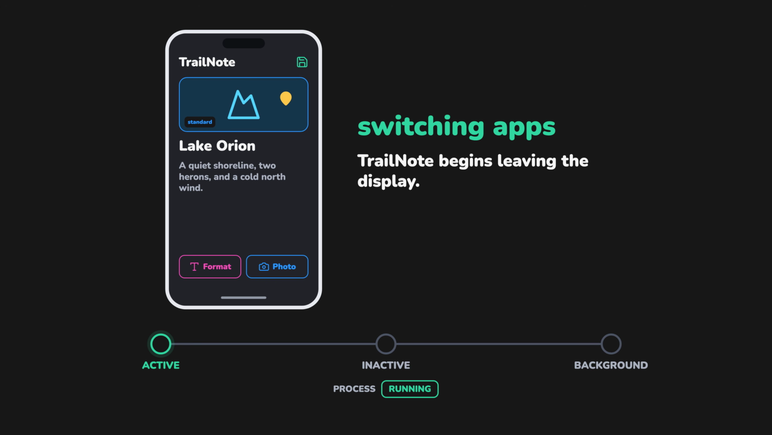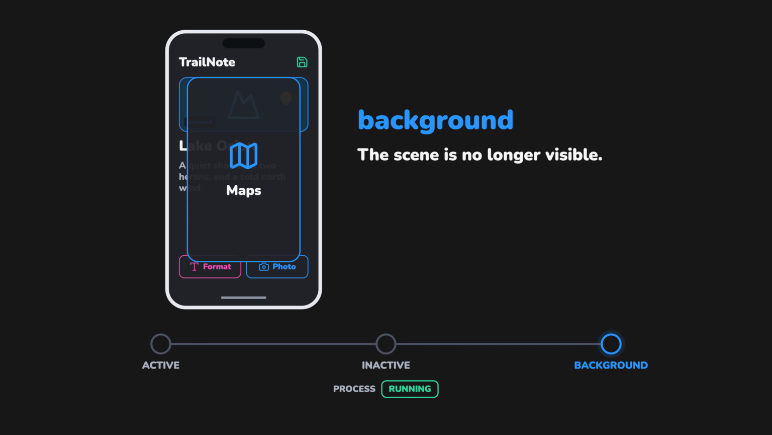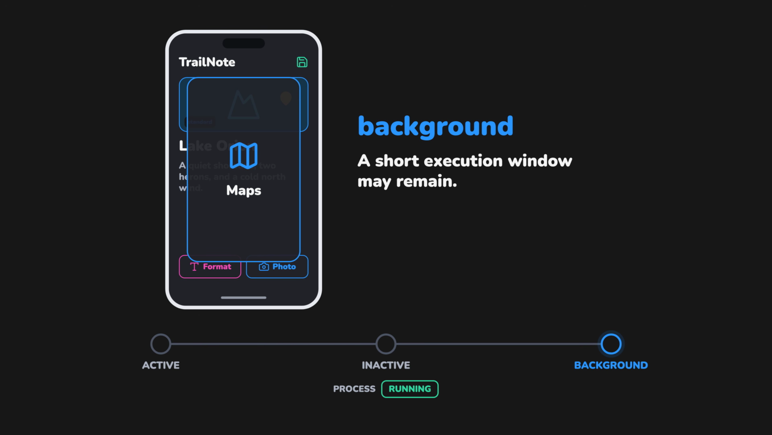Next, the user switches to maps. TrailNote leaves the display and its scene moves to the background phase. Background means that the scene is no longer visible. This is the moment to stop work that only makes sense on screen, release expensive presentation resources, protect sensitive content in the app switcher snapshot, and make sure important changes have already been recorded. But again, background does not mean terminated.